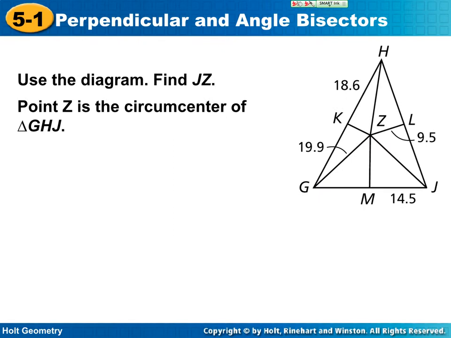Find JZ. It says Z again is a circumcenter. Is it 19.9? Yes. ZG and ZJ would be the same length.